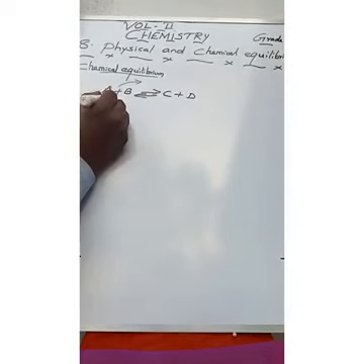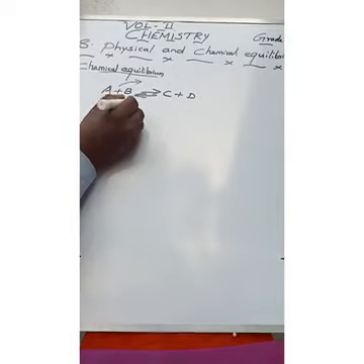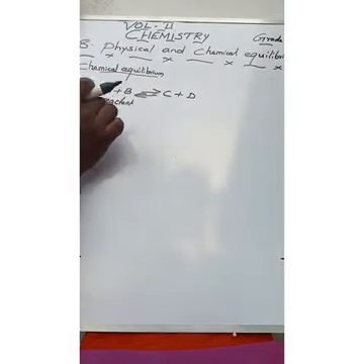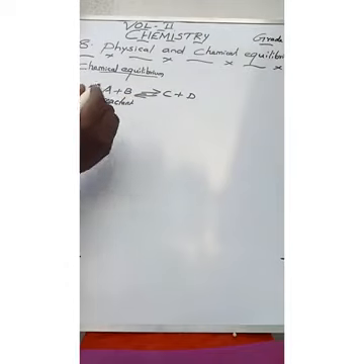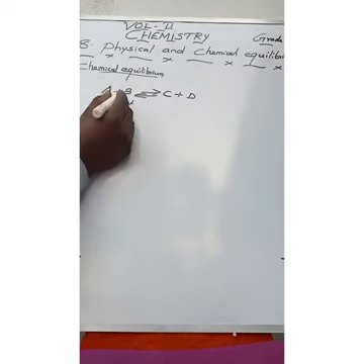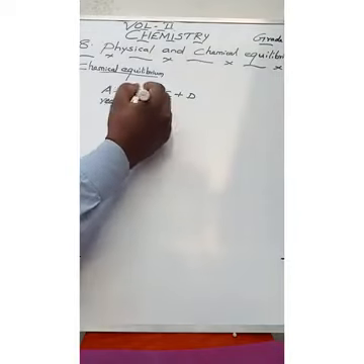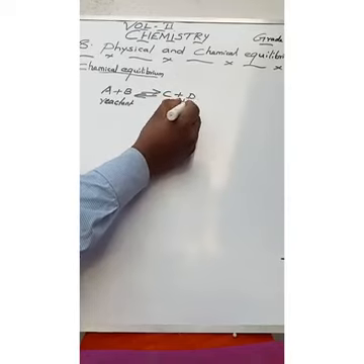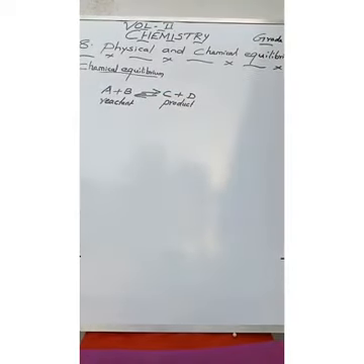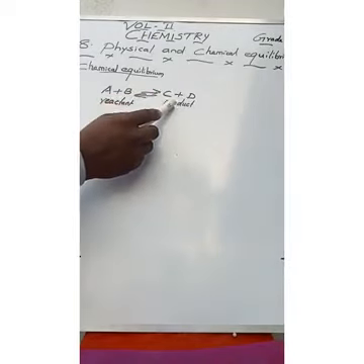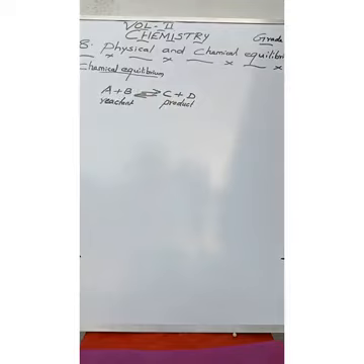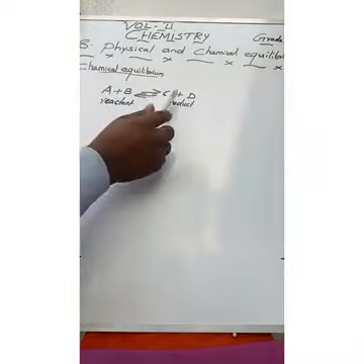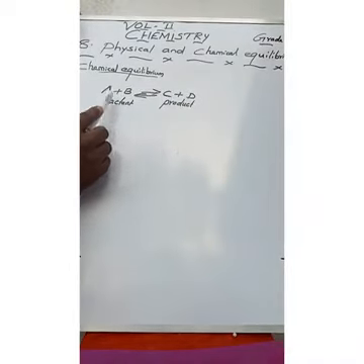Initially, the reactants A and B are present. Soon after, a few molecules of the products C and D are formed. That is the forward reaction: A plus B gives C plus D. The reaction proceeds forward, which we call the forward reaction.